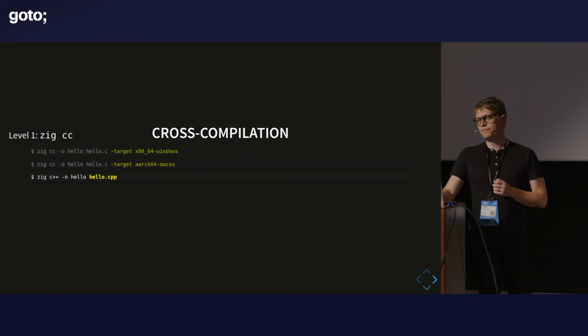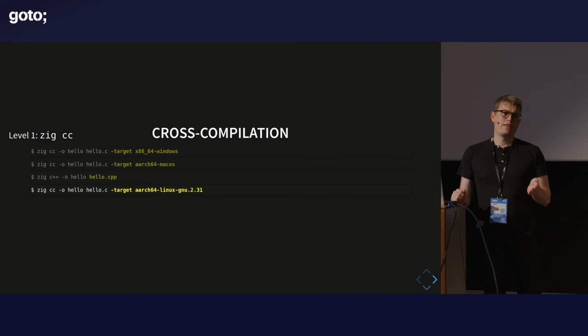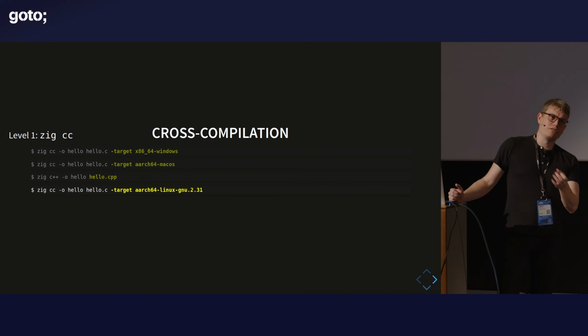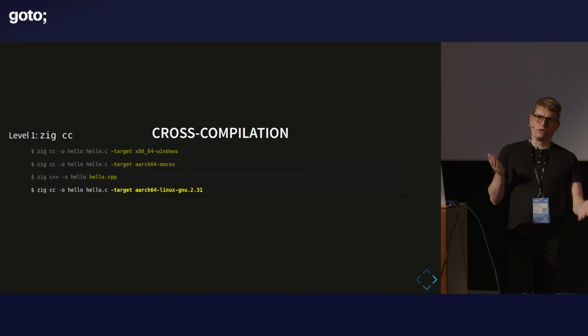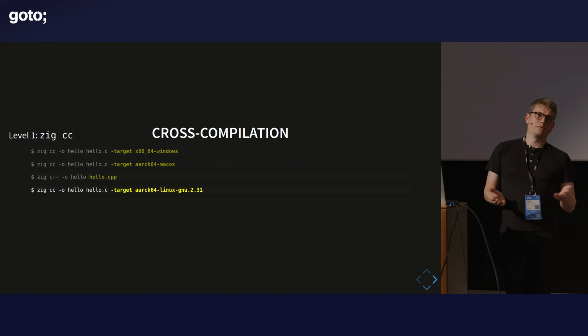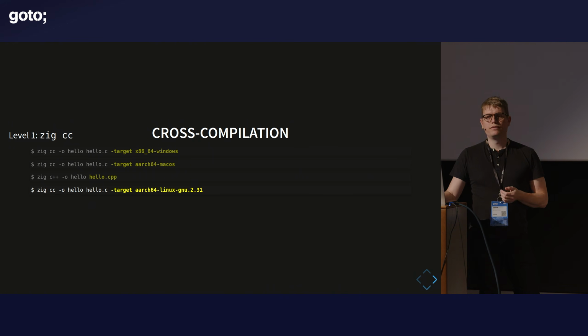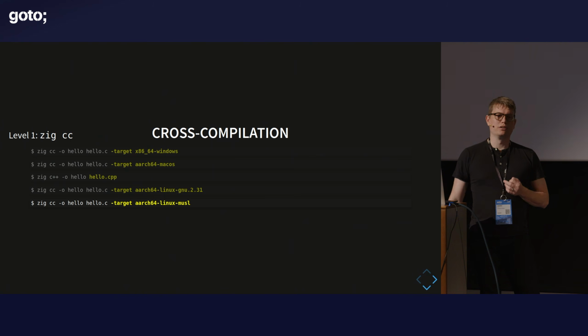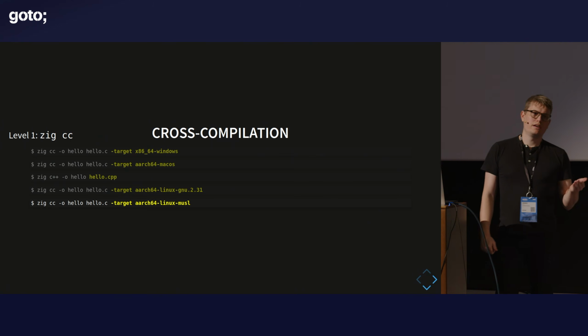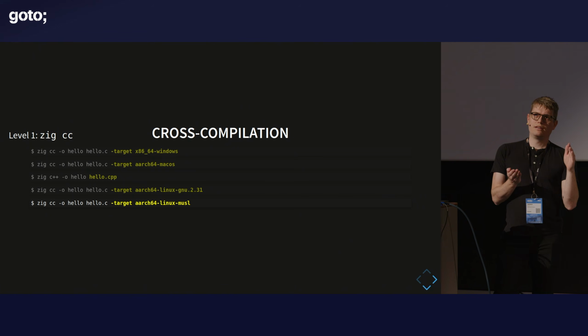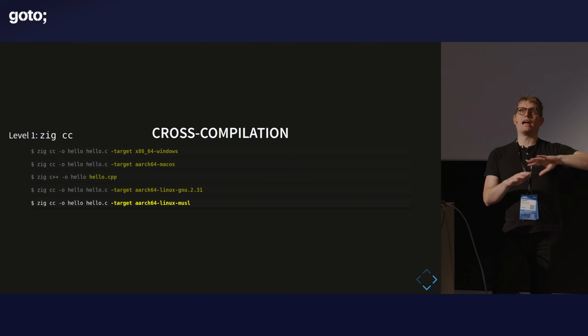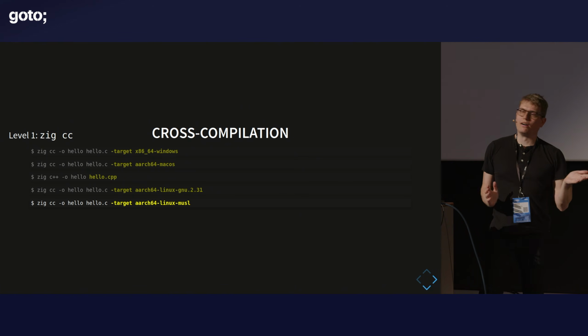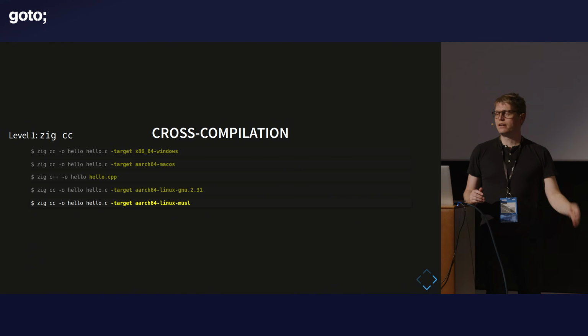That also works. I could also say that I want to target a specific glibc version. So maybe we deploy on, like an older Debian Linux, which uses glibc 2.31. There you go. You can just target that version. Or maybe I want to create a static build. I can use the musl libc and then I get a binary that is distro independent, works on every Linux because it doesn't use libc at all, or it doesn't dynamically link libc.